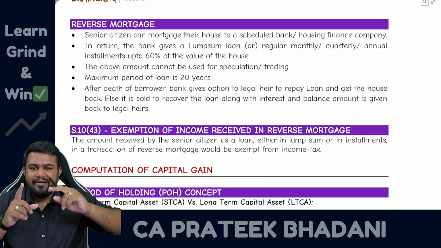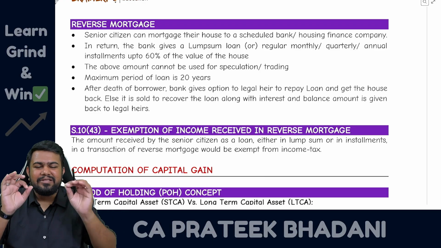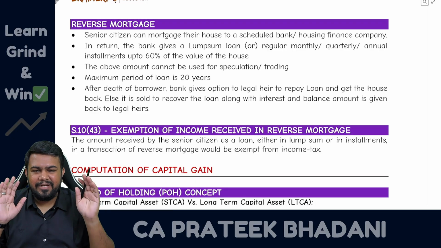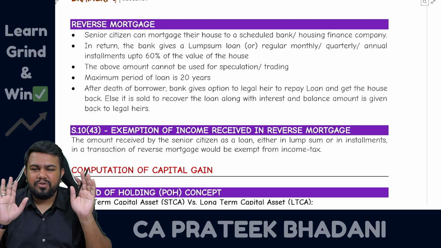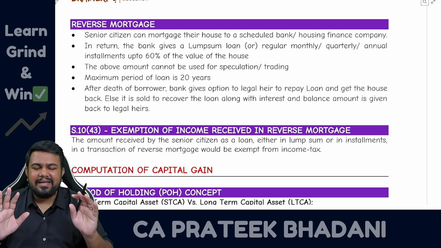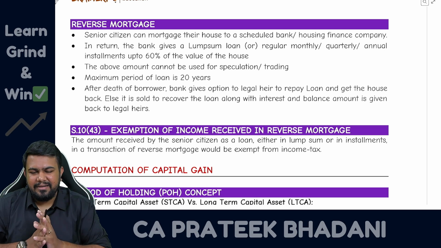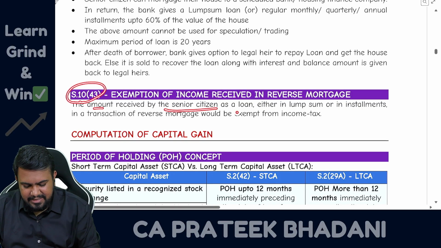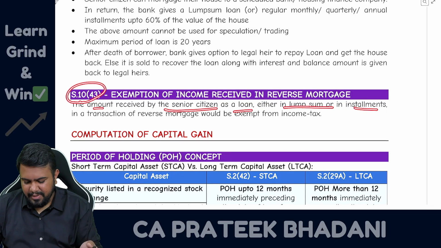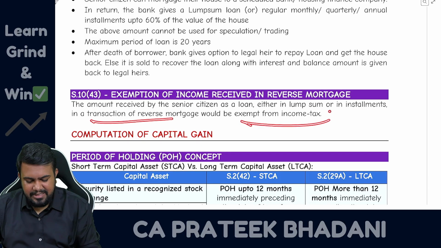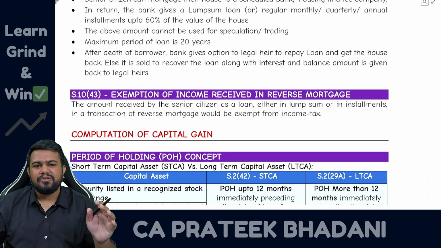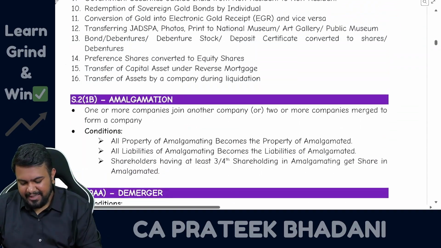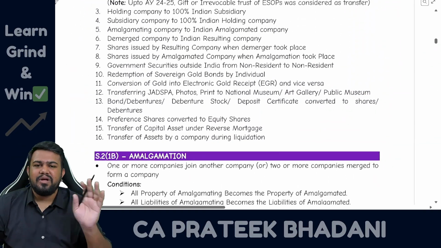And you know what? I told you already, when Tata is giving the house to the bank in case of reverse mortgage, it is a transaction not regarded as transfer. So Tata need not pay any capital gain. Similarly, when the bank is giving the money to Tata or the legal heirs, it is totally exempt under section 10 clause 43. So the amount received by the senior citizen as the loan, either in lump sum or installments, in a transaction of reverse mortgage is completely exempt from income tax. So Tata need not pay any tax on both ends. When the house is going, that time also not taxable. When money is coming, that is also not taxable.